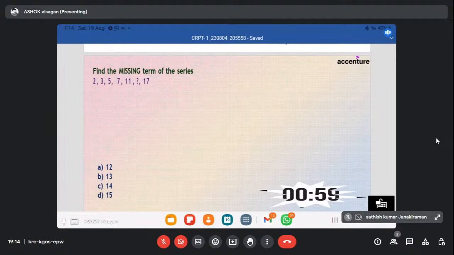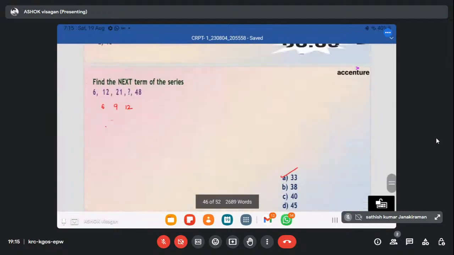So here what they are saying, 2, 3, 5, 7, 11, space, 17. By this time you must know what is the answer. The answer is 13. What is the logic behind it? All these numbers are prime numbers. So the answer is 13. And can you tell what our next number is? 6, 12, 21?